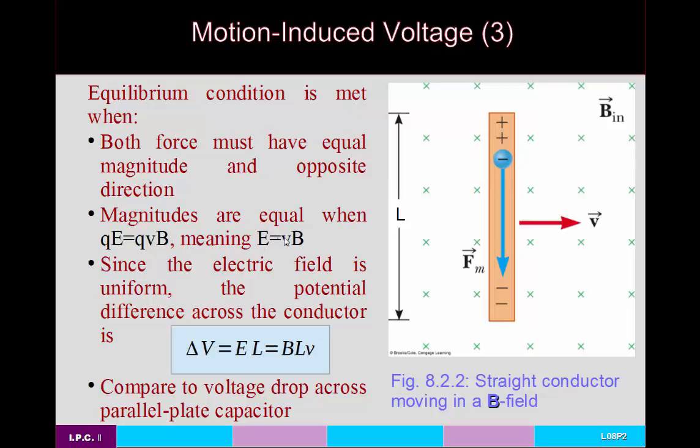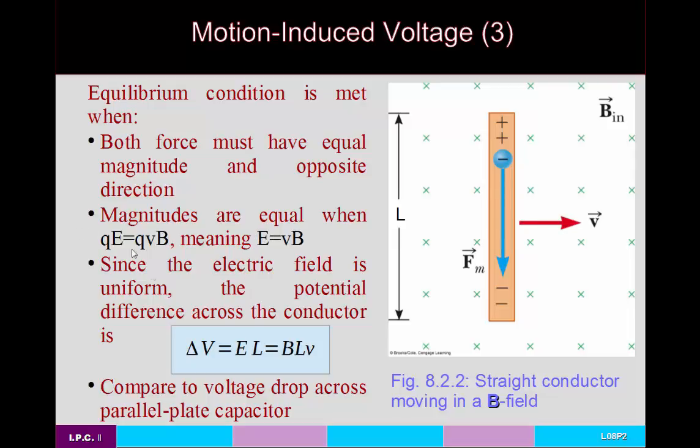That basically happens when the charge times the electric field is equal to the charge times the speed at which this conductor is moving times the magnetic field times the sine of theta, in the event that it's not moving perpendicular to the magnetic field.